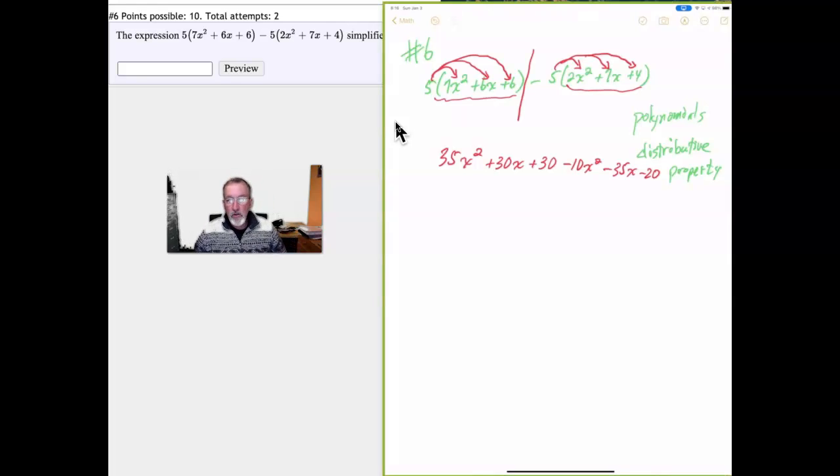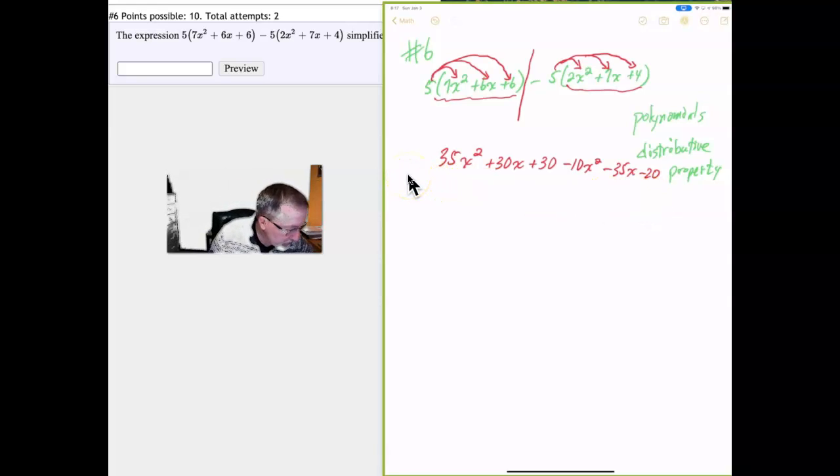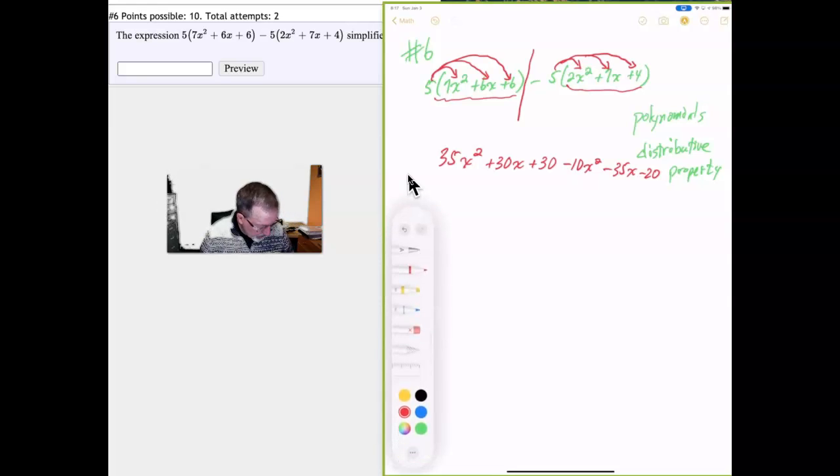There it is. Okay, so what I wrote, I distributed the 5 over all of these elements, and I distributed the -5 over the elements on this side. And so this is what I ended up with: 35x squared plus 30x plus 30, and then -10x squared, -35x, and -20. And what we're going to do now is combine like terms. That just means they have to have the same units. So we can put x squared with x squared, and x with x.